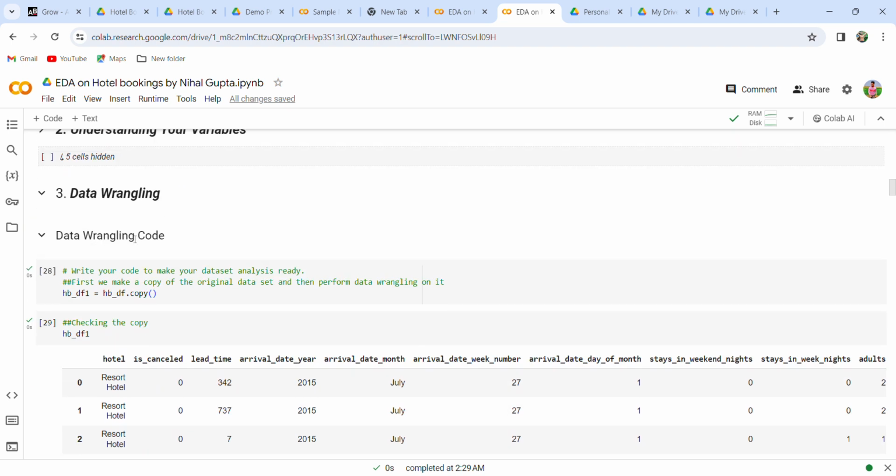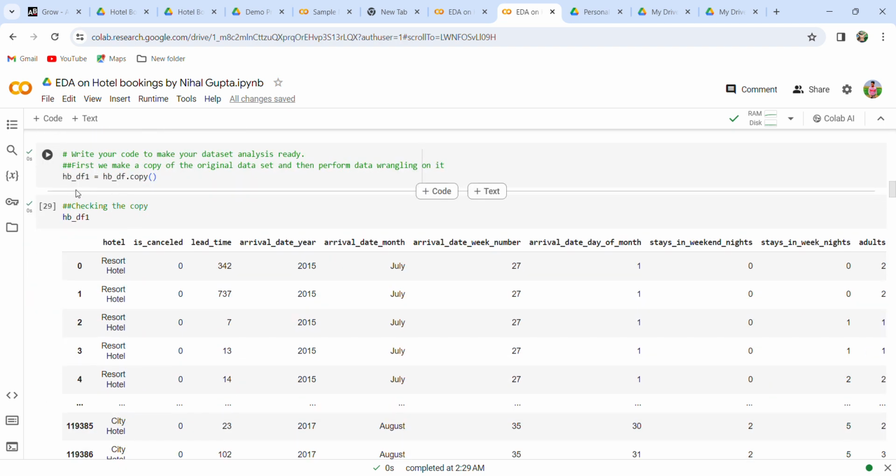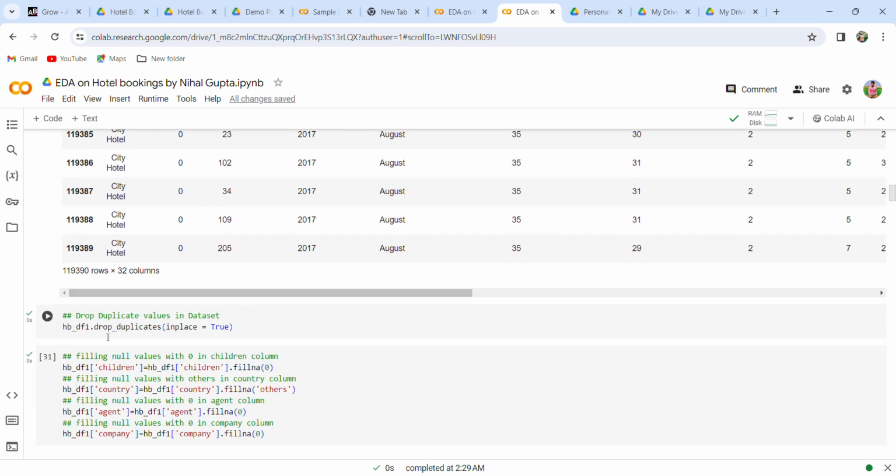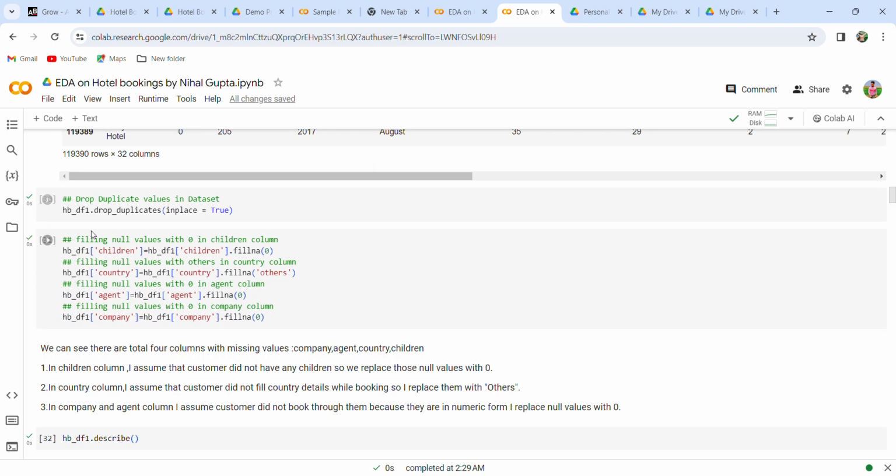Now here is data wrangling. So this is our data and we are checking the copy of it. So this is the full data. Now drop duplicate values in the dataset. This is drop duplicates with inplace true. And here we are filling null values with 0 in the children column.